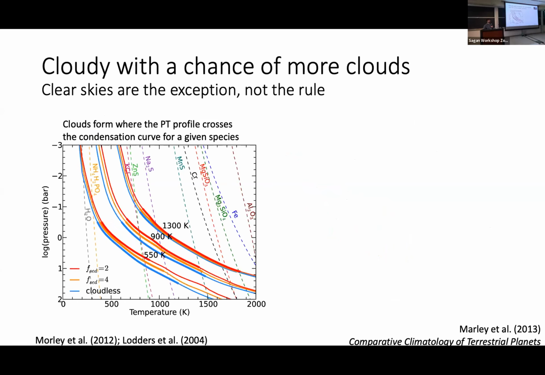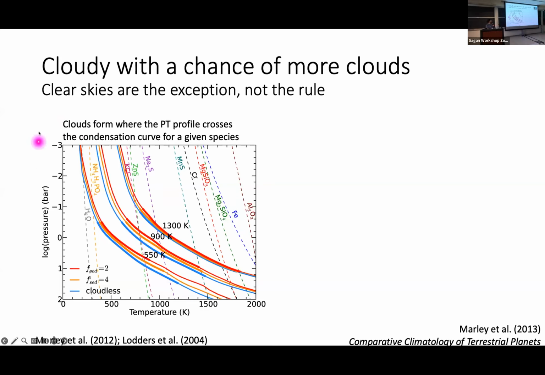Okay, so we talked about clouds in the Earth spectrum, and that last example for metallicity was a completely clear sky spectrum, but clouds are incredibly important, are seen everywhere in the solar system. All the solar system planets pretty much have clouds to some form or another, and you get clouds in a general sense when the pressure temperature profile, which are shown here in these colors, crosses the condensation curve for a given species.